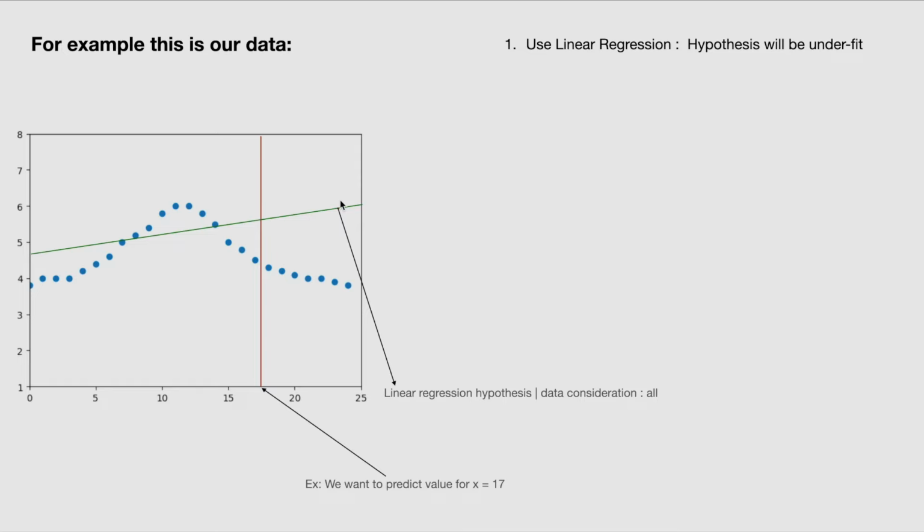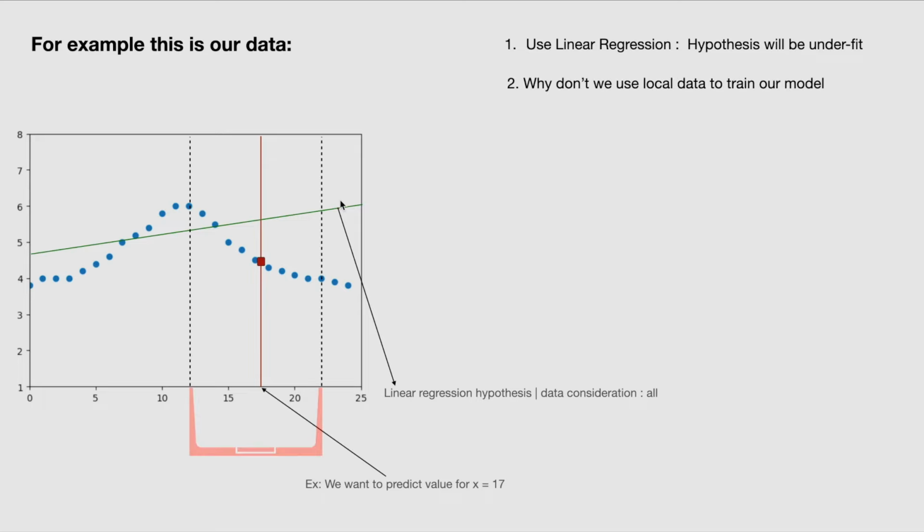So how do we fix that? The concept is, why don't we use local data to train our model? We just want to use the data from 12 to 22, or 13 to 23. We just want the nearby data to train the model. We don't want to use all the data. Then we use linear regression for that data only.